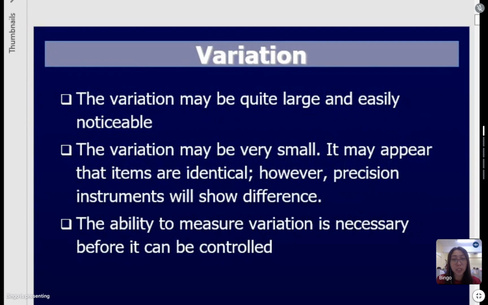So the variation may be quite large and easily noticeable, or may be very small, o kaya naman it may appear that items are identical. However, precision instruments will show the difference. So yun yung sinasabi ko kanina. So the ability to measure variation is necessary before it can be controlled.